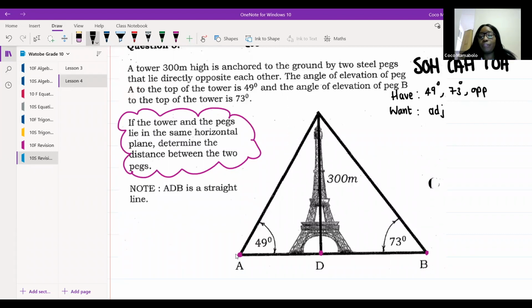Okay. So we're first going to calculate for AD, right? Because there's our right angle triangle. And then we're going to calculate for DB. And then because they want the distance between them, what are we going to do? We're going to add them together. All right, take it away, guys. You know what you've got. You know what you want. Go for it. Put your answers in the chat once you're done.